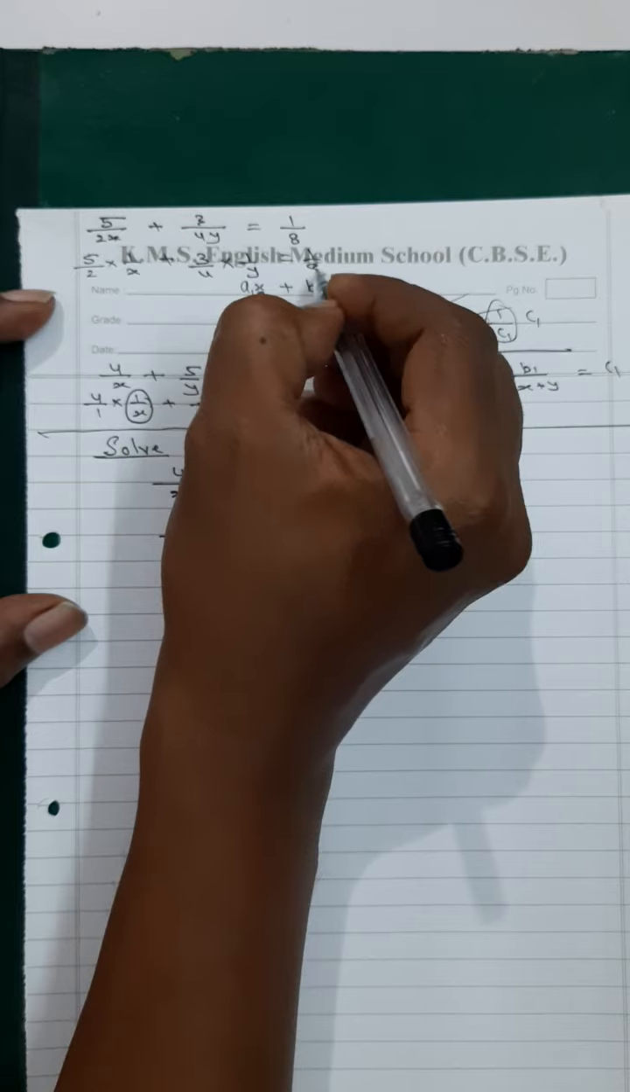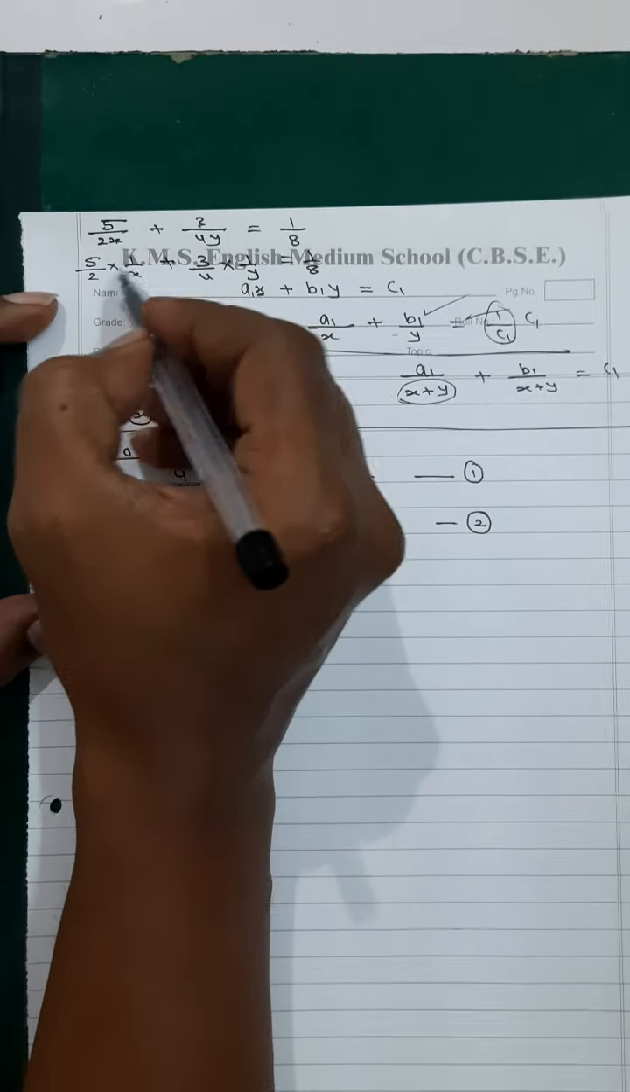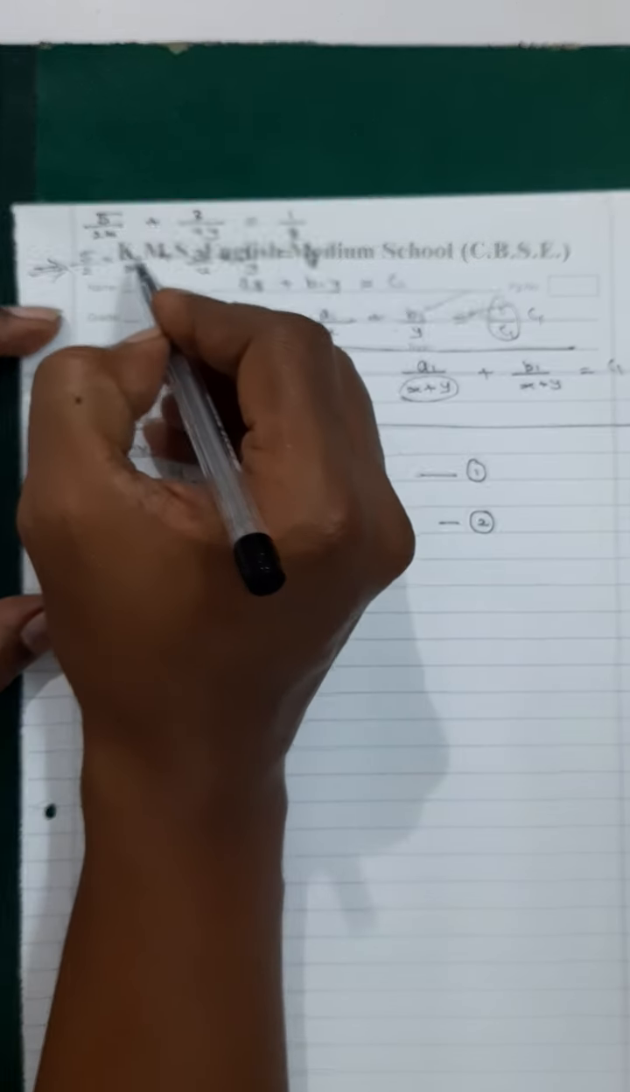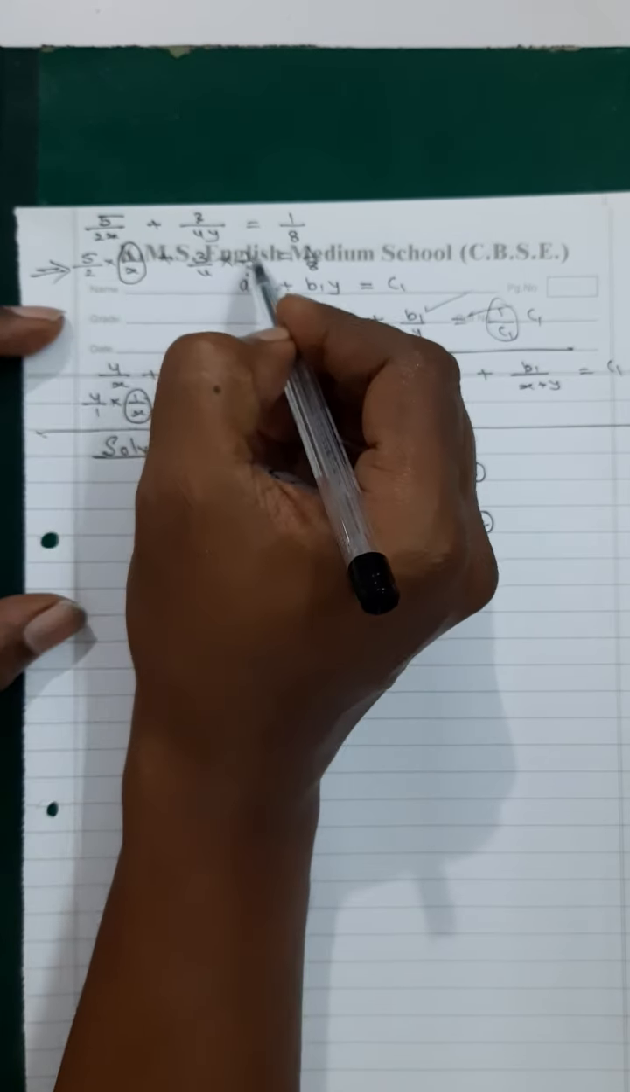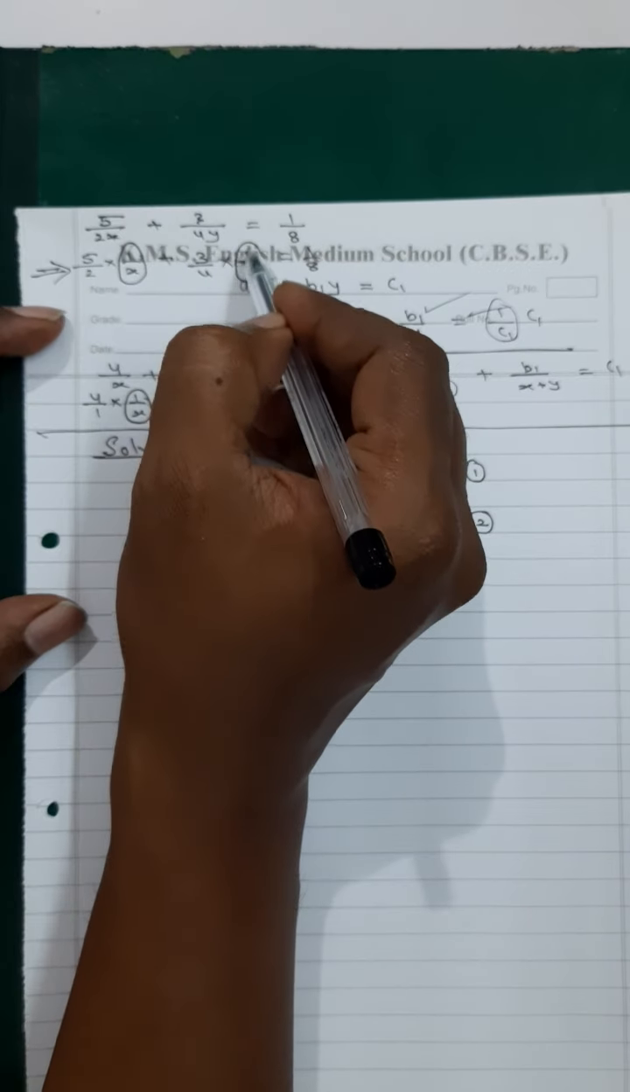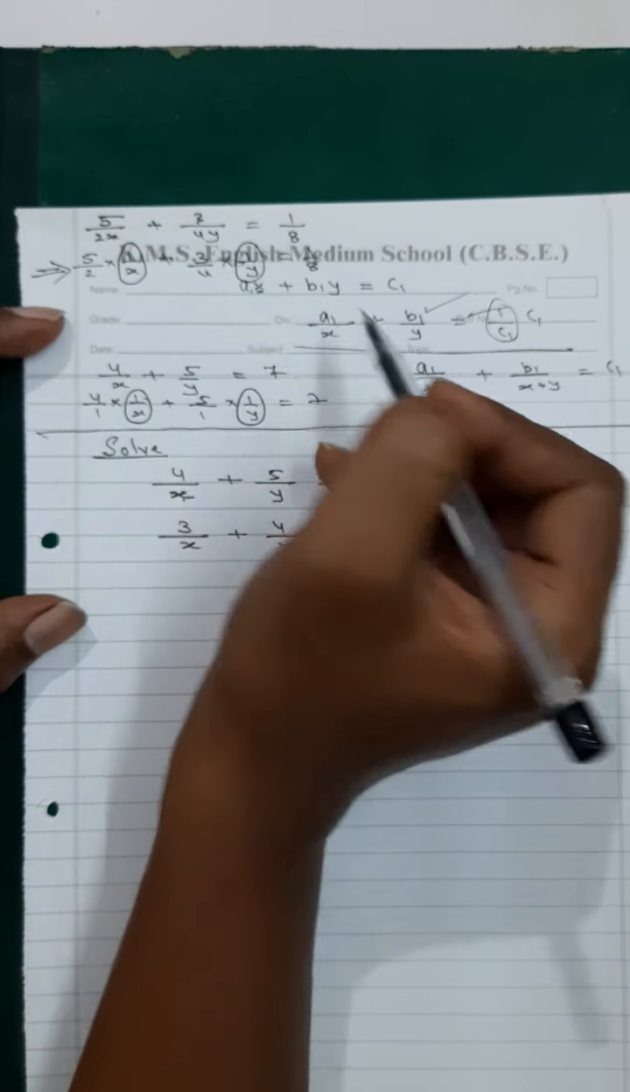Of course, this you are not supposed to write. You have to understand this step is not needed. You don't have to actually write this step. But you have to understand 1 upon x is this, 1 upon y is this, and what is multiplying with 1 upon x is 5 upon 2. What is multiplying with 1 upon y is 3 upon 4.